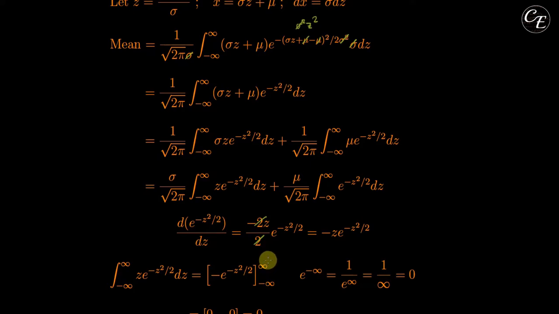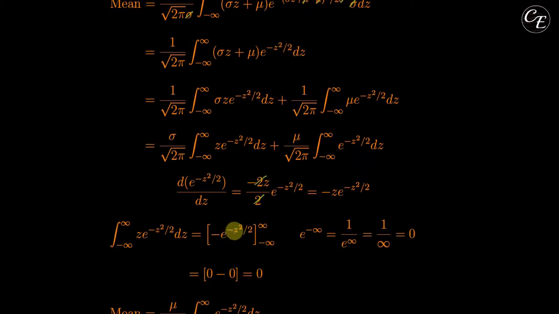Now if we substitute this positive infinity for z, we'll get positive infinity squared, still positive infinity, and positive infinity divided by 2, still positive infinity. So we have here e raised to negative infinity. Then e raised to negative infinity is equal to 1 over e raised to infinity, which is 1 over infinity because e raised to infinity is infinity. Then 1 over infinity is 0. So we have here negative 0, or 0, when we substitute this positive infinity for z.